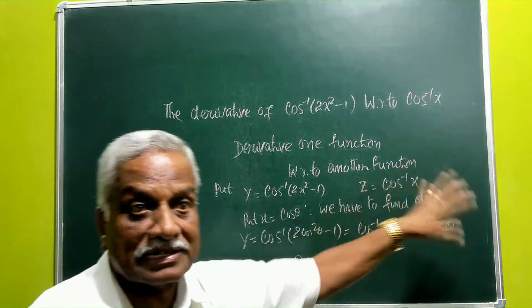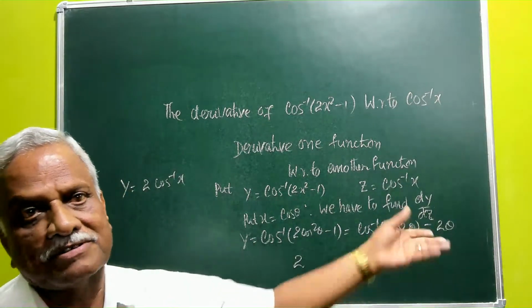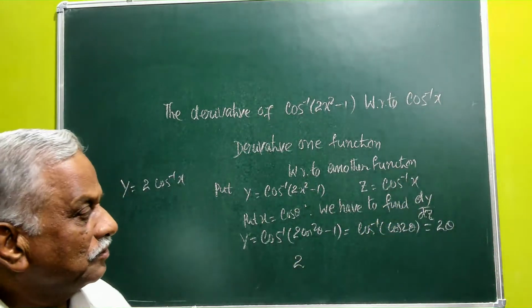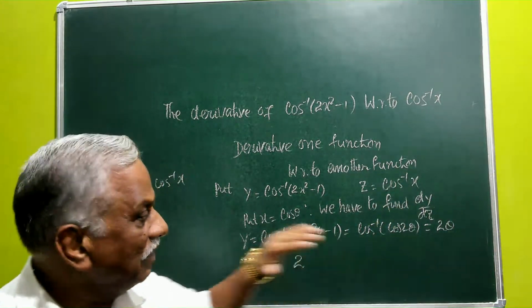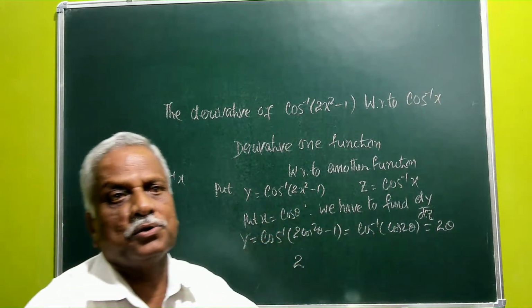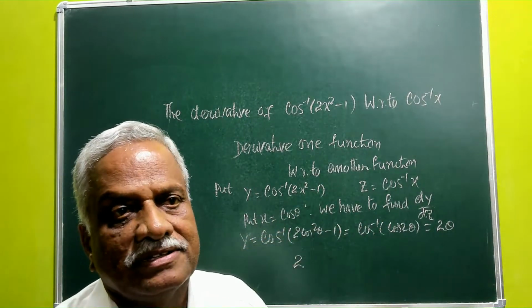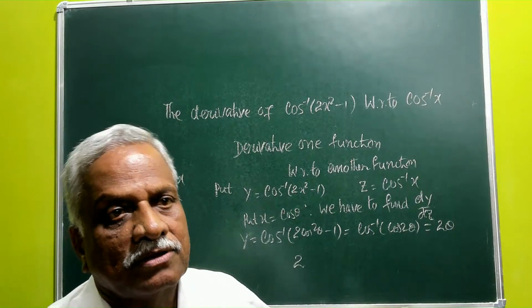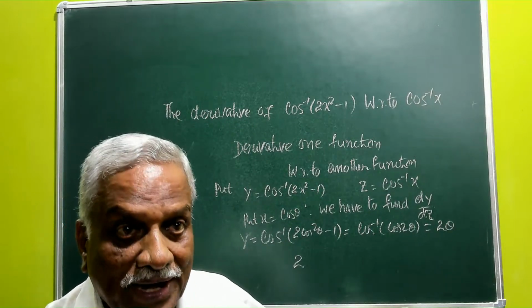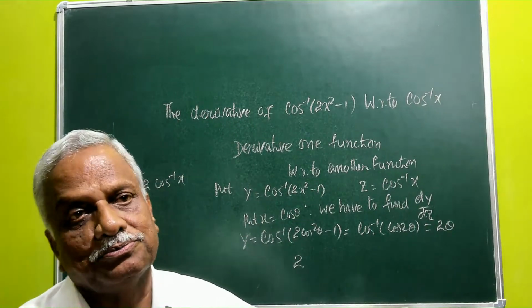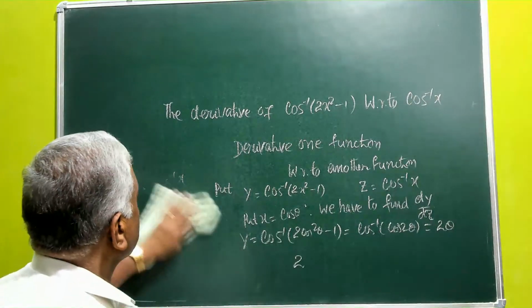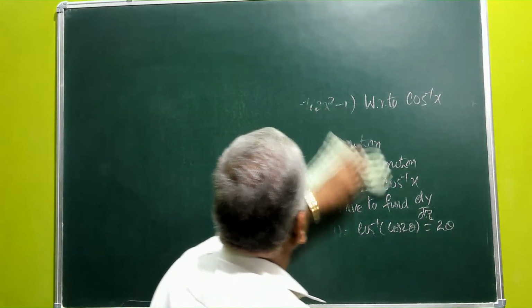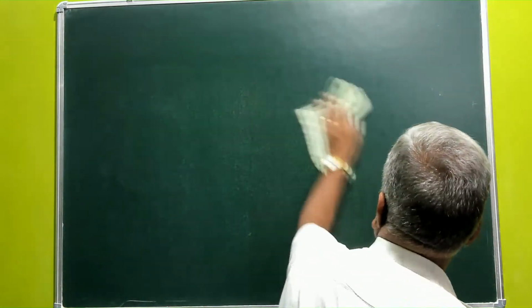If they give something other than cos inverse x, then you are supposed to substitute and do it. So the moment you see it, orally you can do it. This is cos 2 theta, which is cos inverse x. Therefore, differentiating cos inverse of 2 cos inverse x with respect to cos inverse x is nothing but the derivative of 2x with respect to x. That is 2. So these problems will give you a little more idea about differentiation.